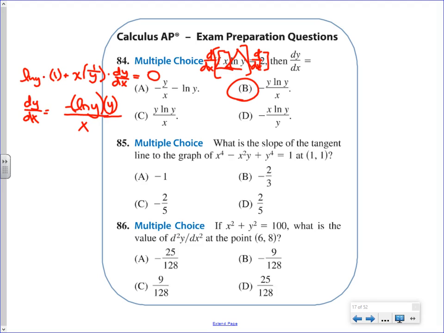What is the slope of the tangent? What are they asking us to do? They say slope of the tangent. Derive it. And am I going to get y by itself? I'm going to do implicit. Derive both sides, right?